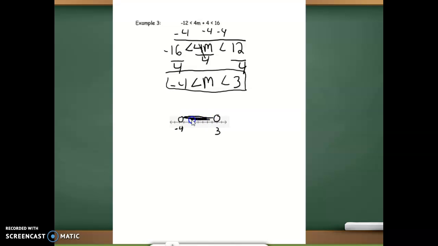Again, this is what a typical AND problem looks like. So for instance, if I plugged a 0 in there, right? Well, 0 is in the middle, right? 0 is definitely greater than negative 4, and it's less than 3. Okay? So this is a third example of what we call a compound AND statement.